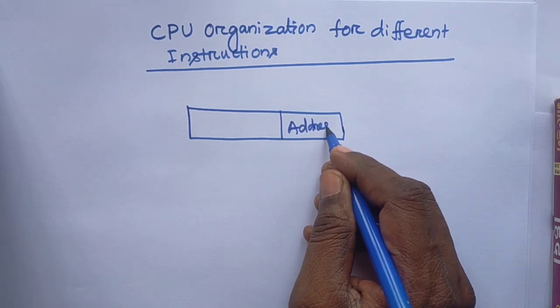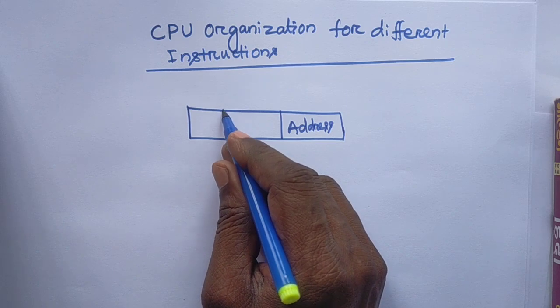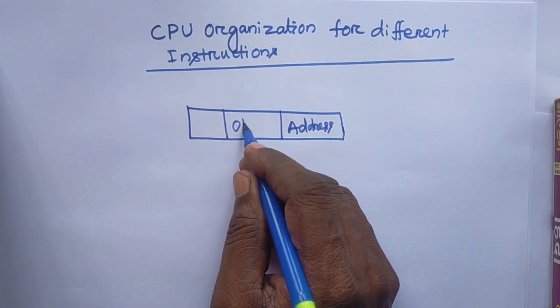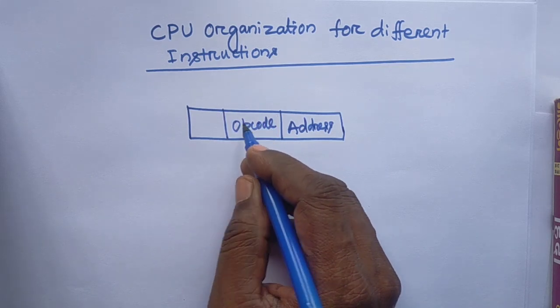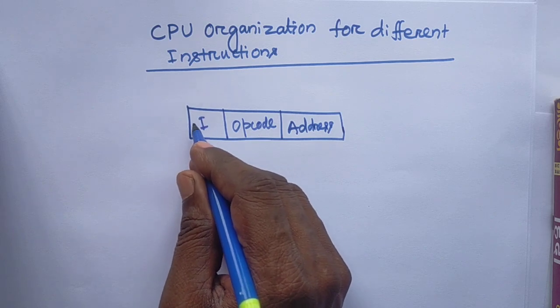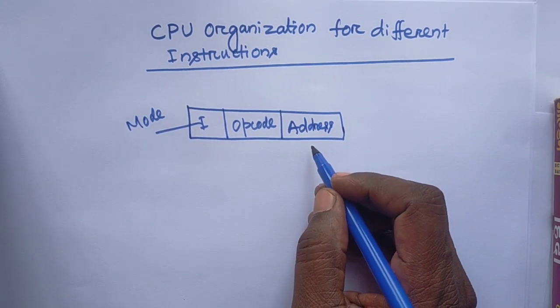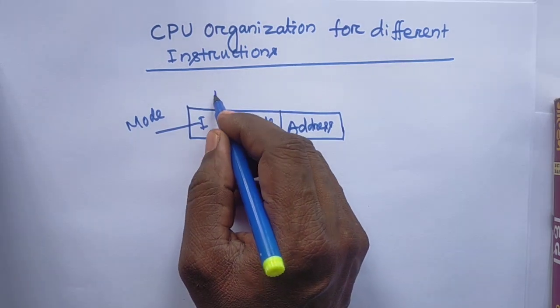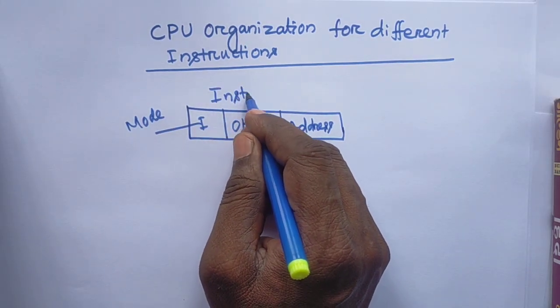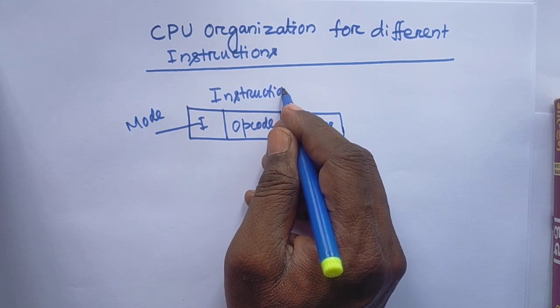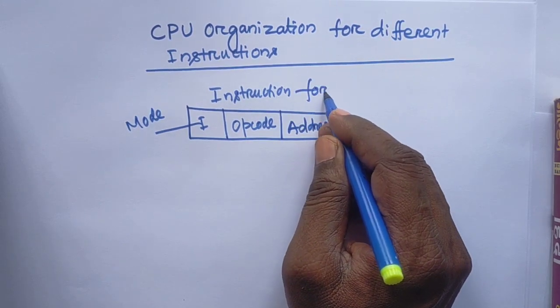One part is the address part, another part is the opcode part, and another part is the mode part. That is how the instruction format is defined, in a very simple way.